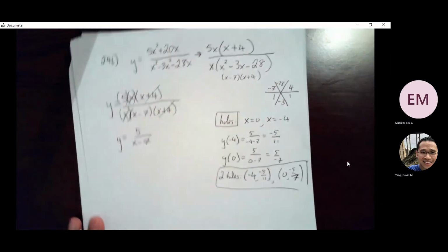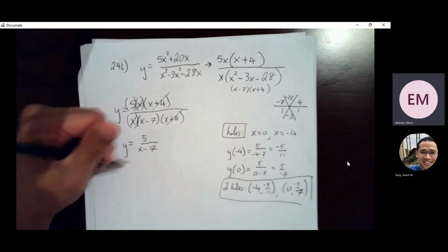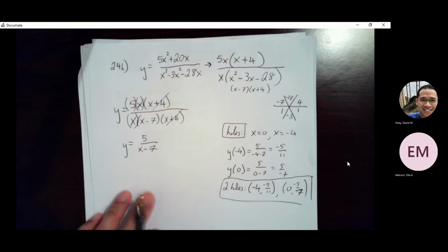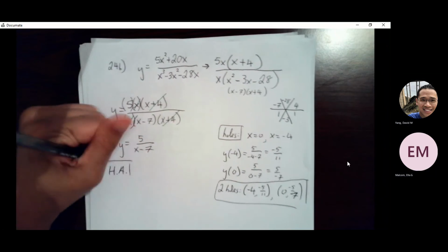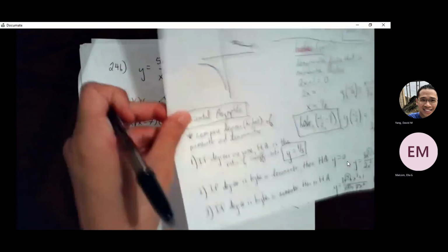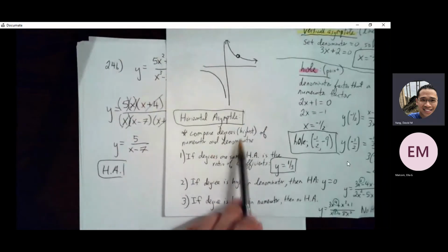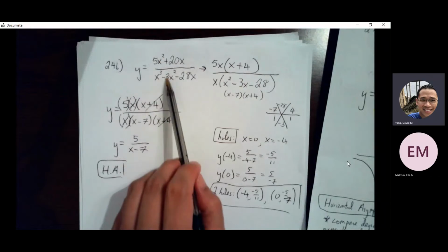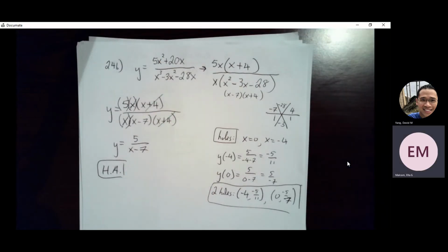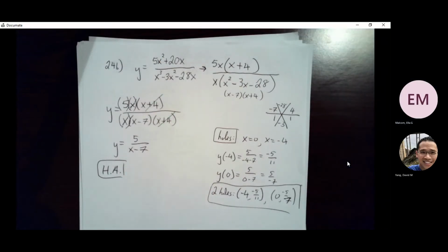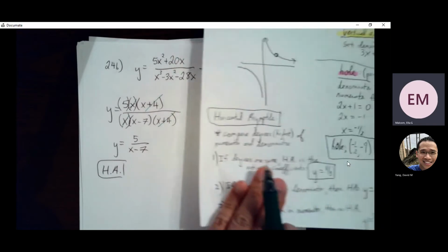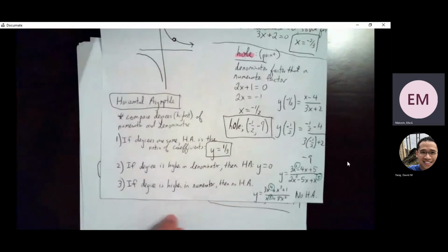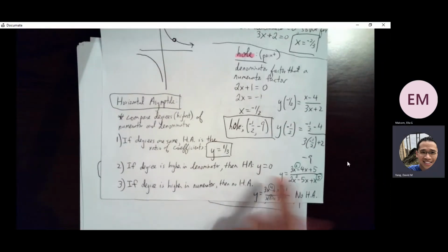Good. Then I find my horizontal asymptote. You'll have to find that first. Sure. Okay. Compare degrees between numerator and denominator. So I would go back to the original here. The denominator had a greater degree. Yeah. So that means y equals 0. Good.